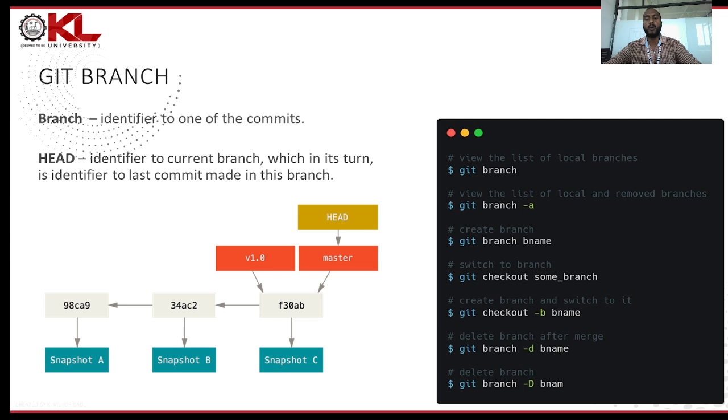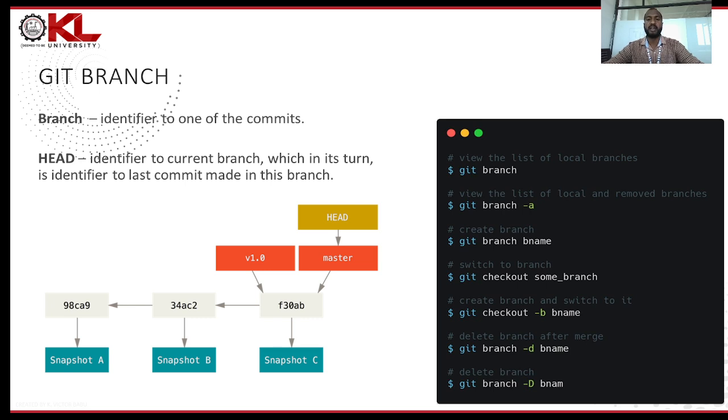So obviously now, if you want to see what branches are there, or to see all branches, the command is git branch. Git branch is used to view the list of the local branches, the earlier branches that are there. Now the second one is git branch -a.